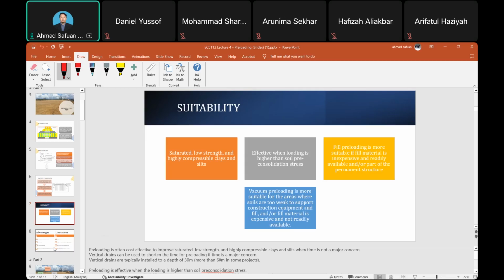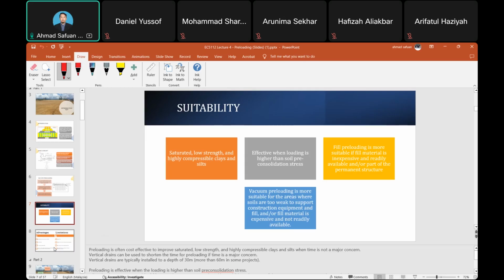Vertical drains can be used to shorten the time for preloading if time is a major concern. Vertical drains are typically installed to a depth of 30 meters, or more than 60 meters in some projects. So it is important to carry out soil investigations prior to the use of the preloading and vertical drain methods.